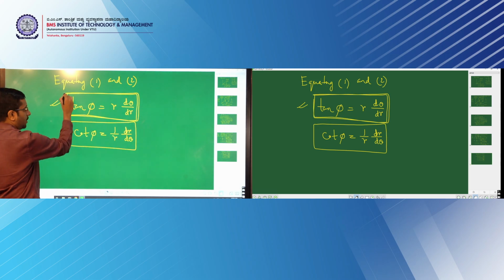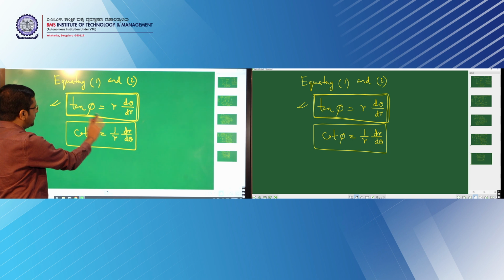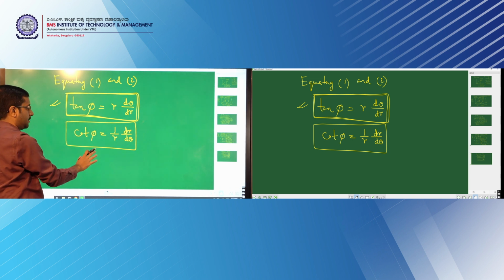In that case, when problems are asked, there is no need to prove the theorems. When this theorem comes separately, you have to show it with this diagram and prove the theorem.